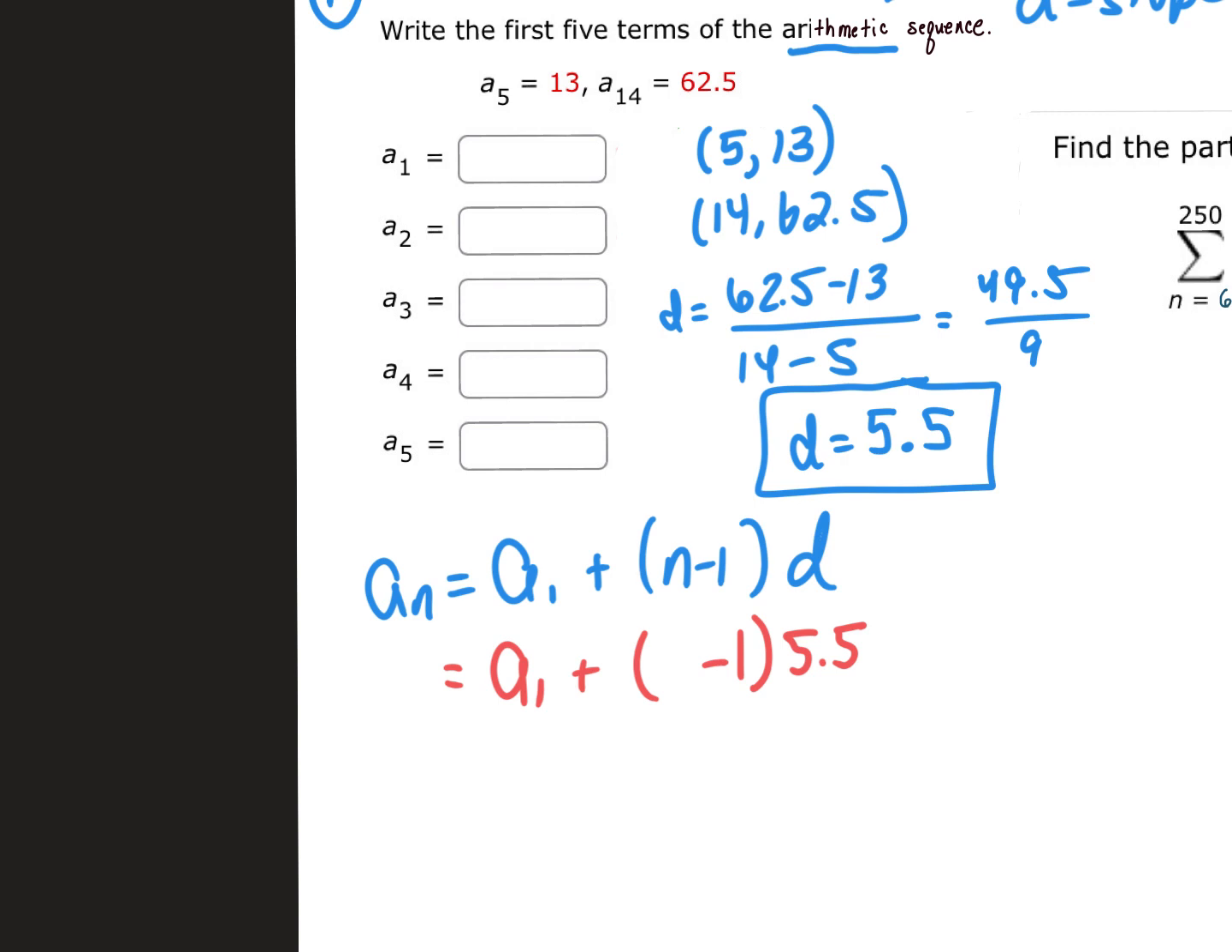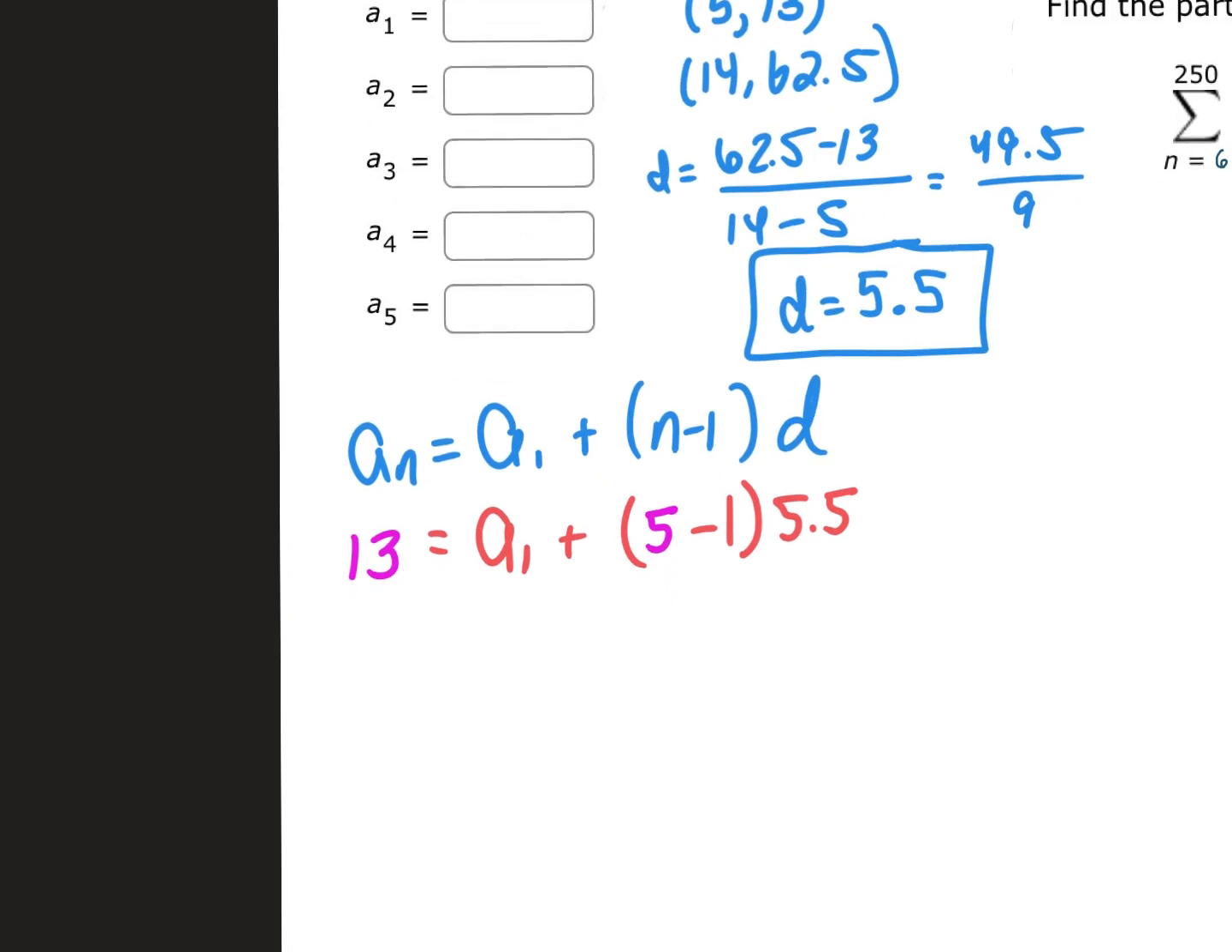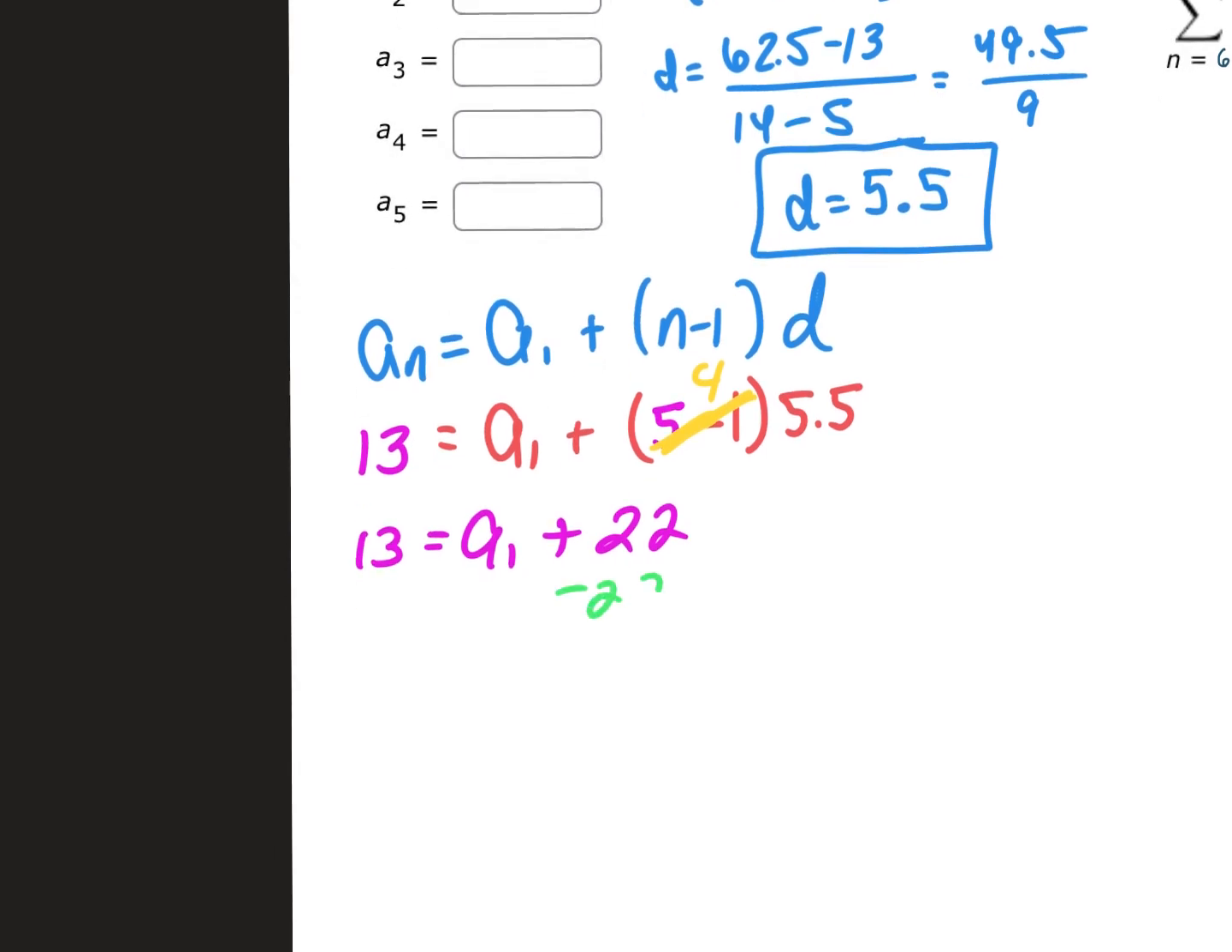If I know that the 5th term is 13, I can put 13 on the outside there, and I can say 5 there. A sub 5 is 13, and then I plugged in 5 for the term number. And now all we do is simplify. Let's do this first. What's 5 minus 1? 4. And then what is 4 times 5.5? 22, even? Okay, so now I'm going to subtract 22 from both sides. And I get the first term of this sequence is how much? What's 13 minus 22?